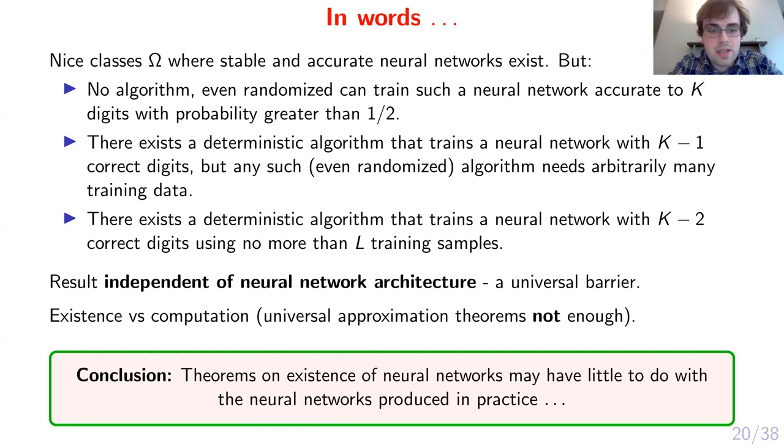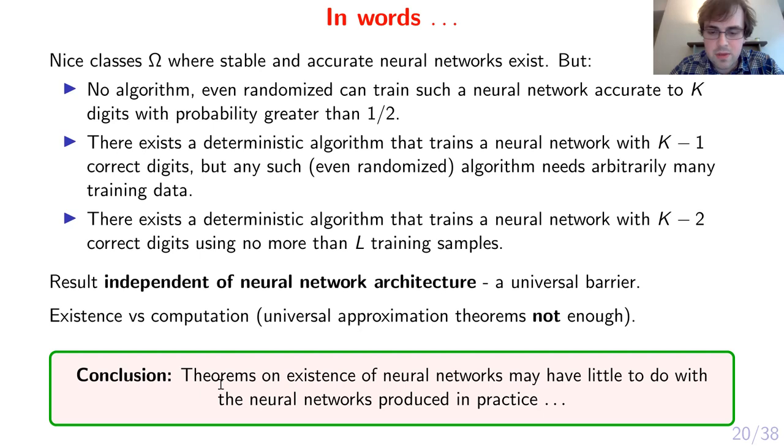There does exist a deterministic algorithm that trains a neural network to k minus two digits that uses only L training samples. And this result is an example of a universal barrier, so it's independent of your neural network architecture. So in other words, existence versus computation is not enough. So it's not enough just to prove things like the universal approximation theorem or versions of that in the problem that you're looking at. You also want the existence of methods that can train or optimize to get your neural network. Okay, so conclusion from this theorem.